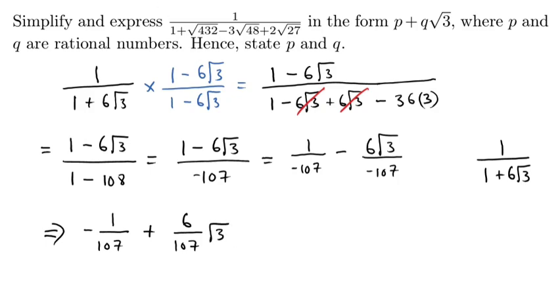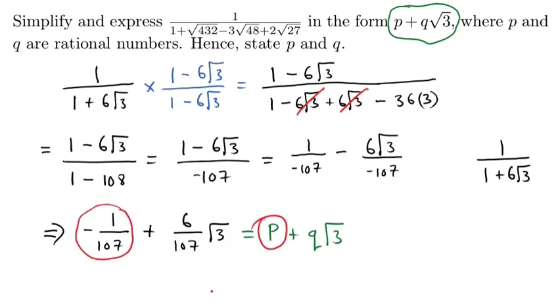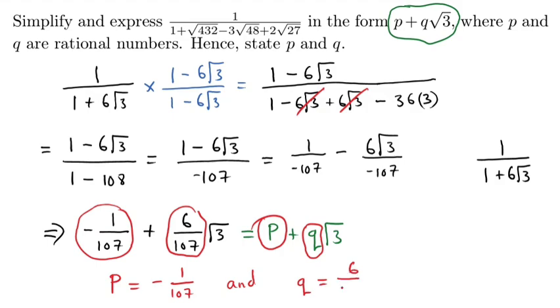Now remember, we're supposed to equate it to what we're given, which is this form. So this whole thing equals p plus q root 3. So whatever we have here is our p. So let's state p. p is equal to negative 1 over 107, and whatever we have in front of the root 3, we equate it to whatever we have here, which is our q. So q value is 6 over 107. So there we have it.